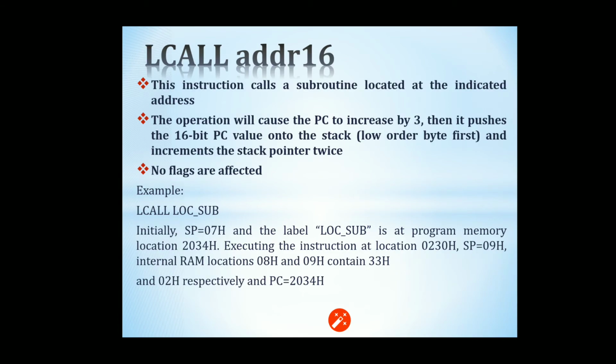LCALL address. This instruction calls a subroutine located at the indicated address. The operation will cause the program counter to increase by 1. Then it pushes the 16-bit program counter value onto the stack, that is the lower byte first, and increments the stack pointer twice. In this instruction, no flag will be affected.